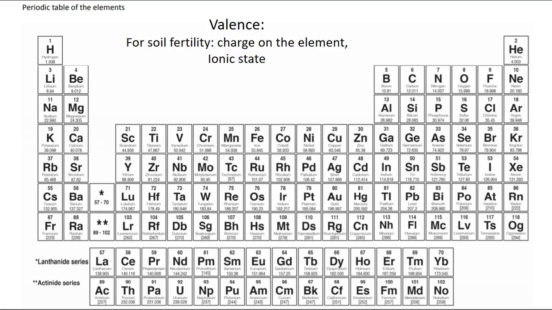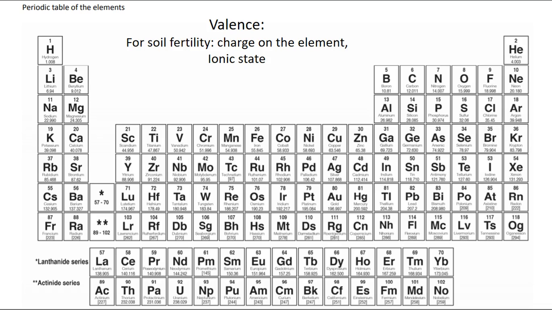We can use the periodic table to understand something about the charges on the ions and how those ions will interact with the soil that has a negative charge. This concept of the charge on an ion is about the valence.